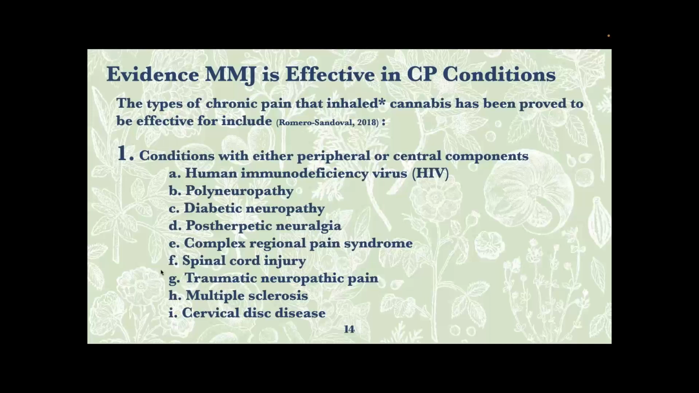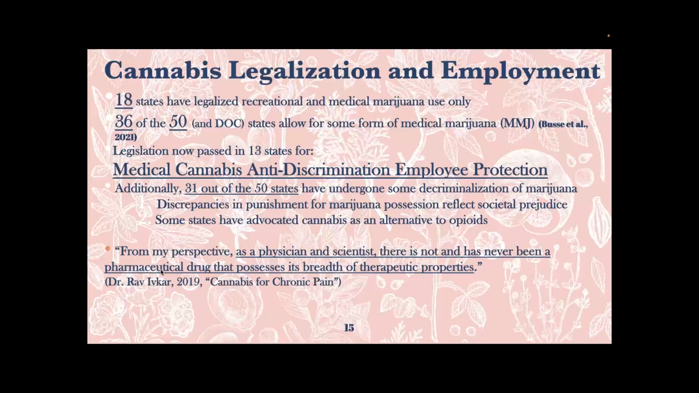How have they been taught to think about it? Is there a way that they can think about it as medicine, or is it just dope to them and there's just no way they could see it as medicine? So again, a number of things will impact level of comfort and patient willingness to try this. 18 states have legalized recreational and medical marijuana use. Only 36 of the 50 states allow for some form of medical marijuana, but it's changing.